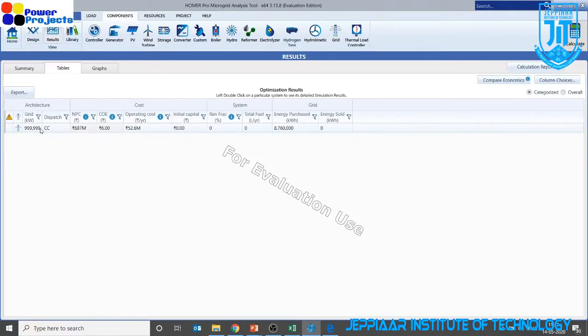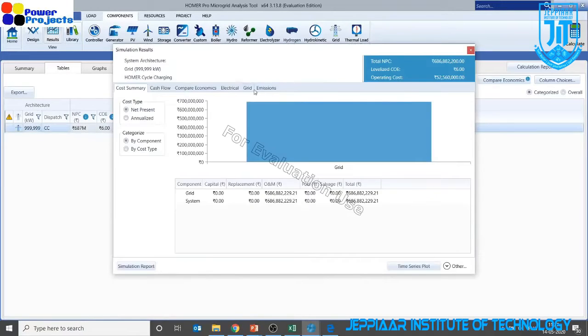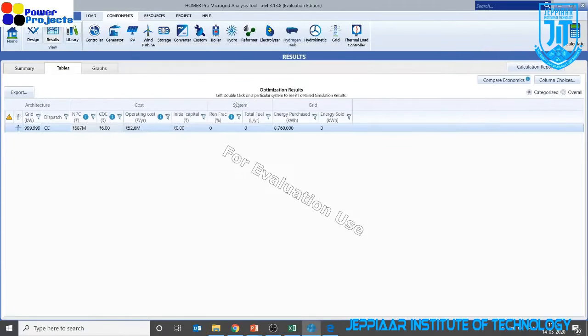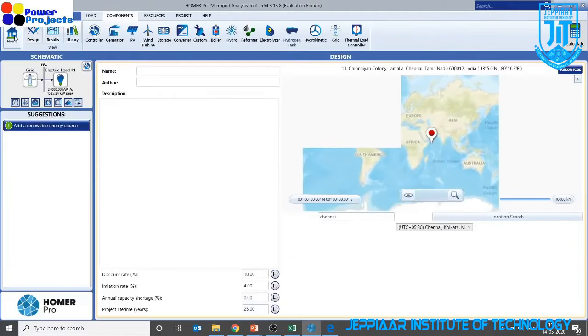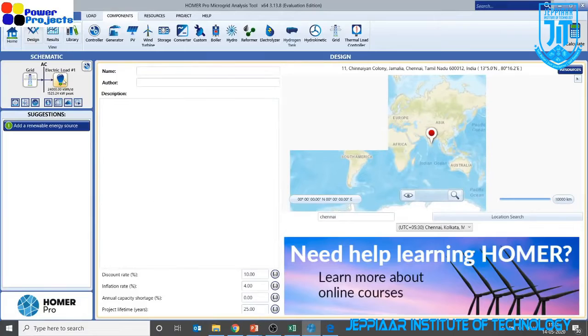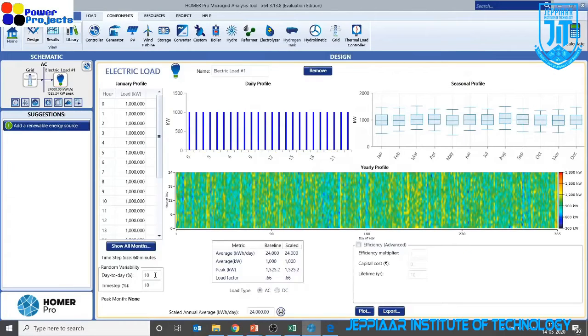The cost of electricity is 6 rupees because now I am paying only for the energy charges, not the demand charges. As soon as I add demand charges, they will appear here, right? And now you are seeing a peak load, right? That peak load is not 1000, it changes from month to month. That is because of the day-to-day variation and time step variation which I have given.